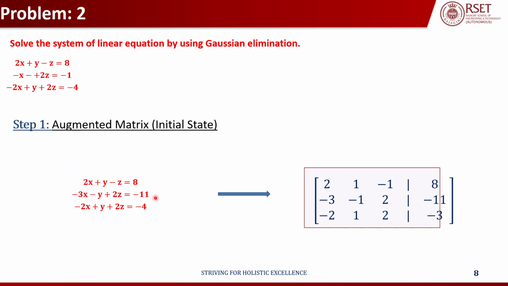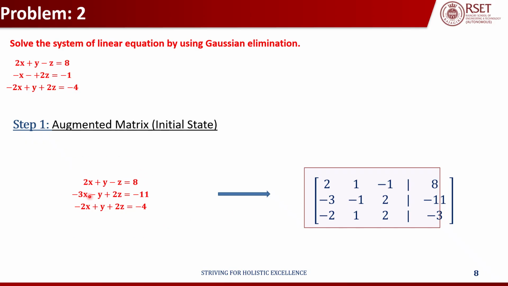Problem 2, if you look at it yourself, you can understand. I will just briefly explain that. So the question is: solve the system of linear equations by Gaussian elimination. So it is a similar linear equation. So the first step is we have to convert this to an augmented matrix. That is the initial state. So you can see I have converted.